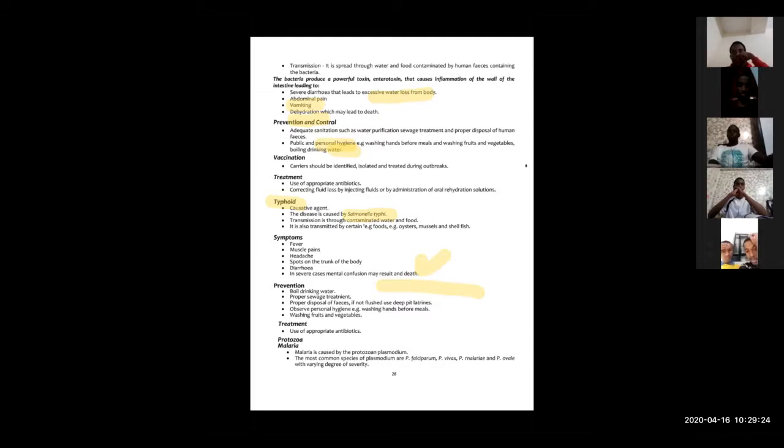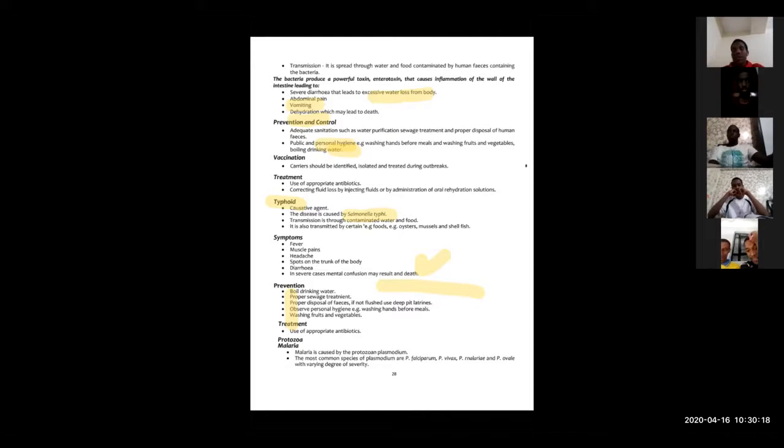So prevention, most are just the same. Make sure you drink boiled water, proper sewage treatment, and also proper disposal of feces. That is very important. Then just observe personal hygiene. Wash your hands before you eat. Make sure you wash your hands. That is very important. Wash fruits and vegetables. If you buy them, please don't start eating without washing. Don't buy carrots, then you just start eating. Carry it, go with it, wash it thoroughly.